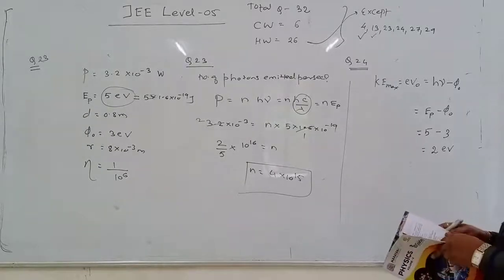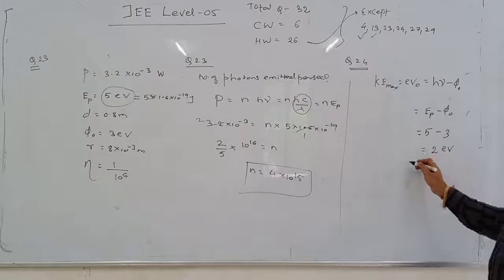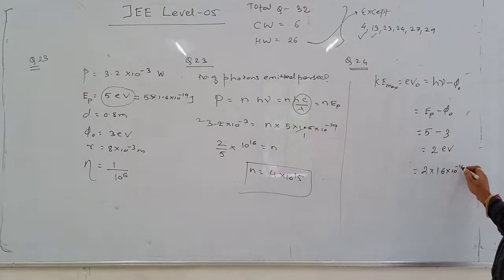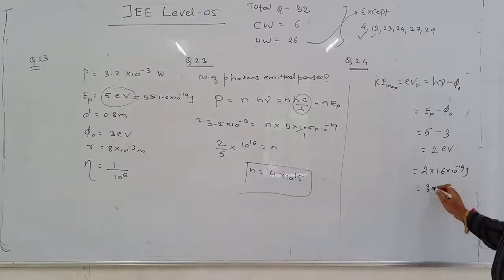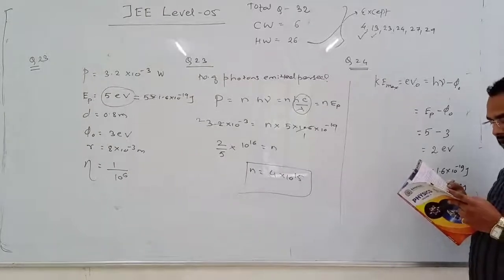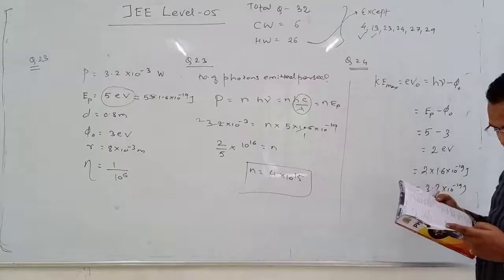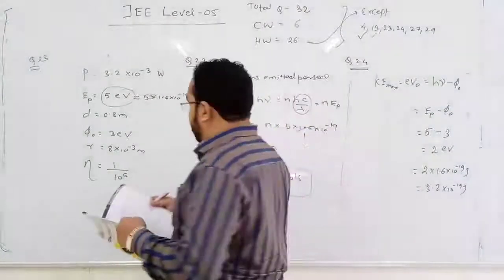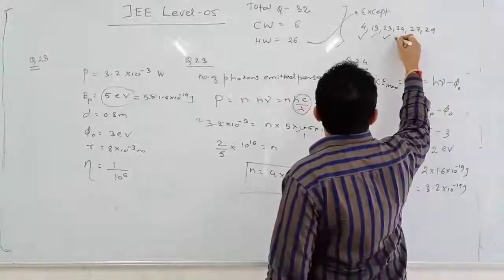Now the answer is in joule, so let's convert it into joule. 2 into electron volt, 1.6 into 10 to the power minus 19 joule. So it will be 3.2 into 10 to the power minus 19 joule. So the answer will be D. This is question number 24 and 23.